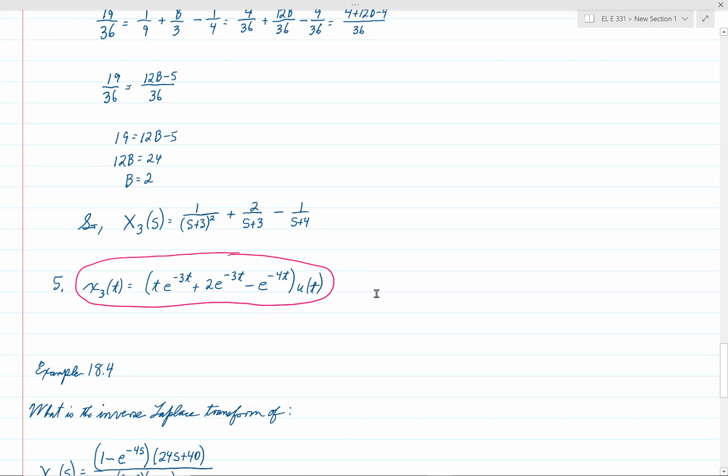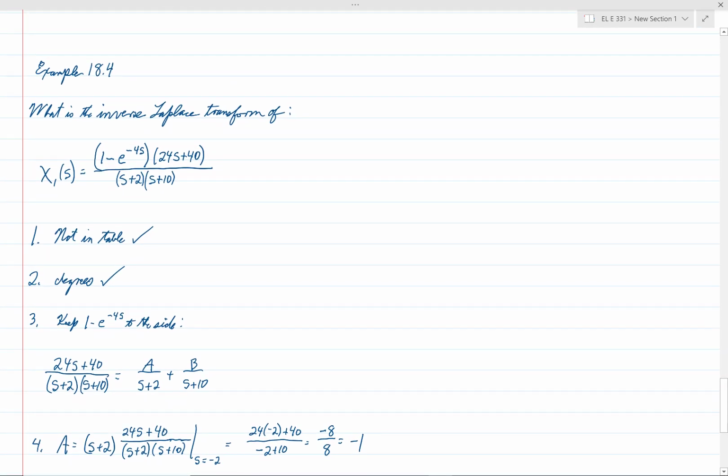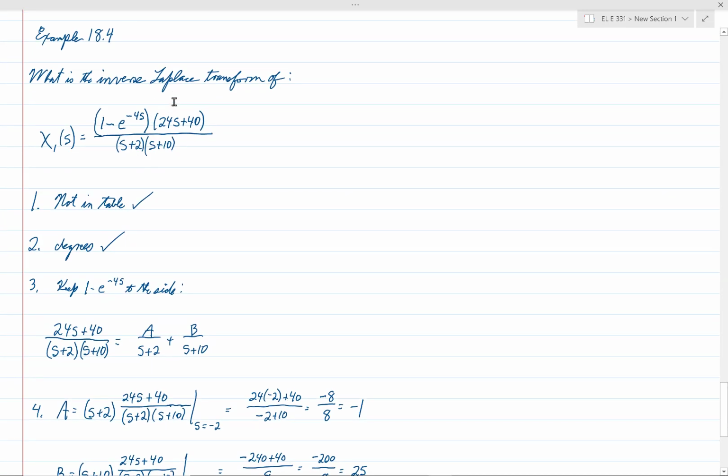And now we're ready to do one last example of this method. What is the inverse Laplace transform of X1 of s, which is equal to (1 minus e to the minus 4s) times (24s plus 40) over (s plus 2) times (s plus 10)? Okay, well, again, this is not in the table. Now, what about the degree?